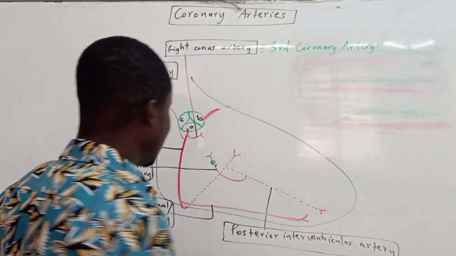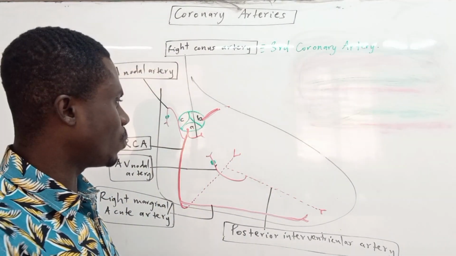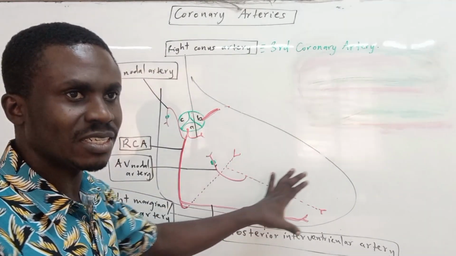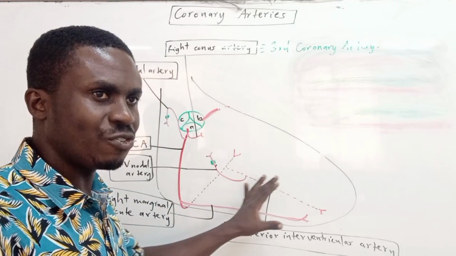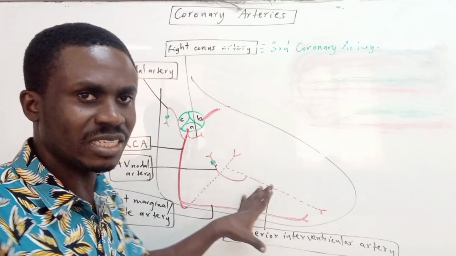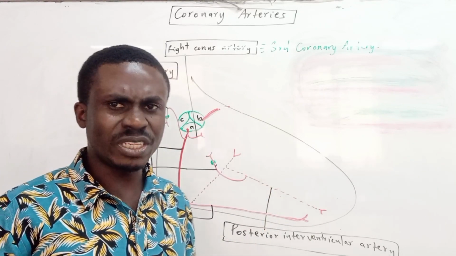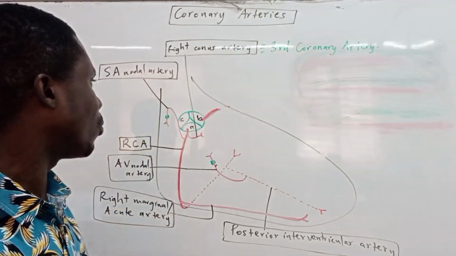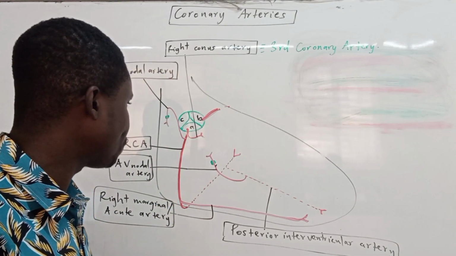So are we done? Yes. So as far as the right coronary artery is concerned, these are the main branches which I want you to know, which are extremely examinable points which you should become aware of.